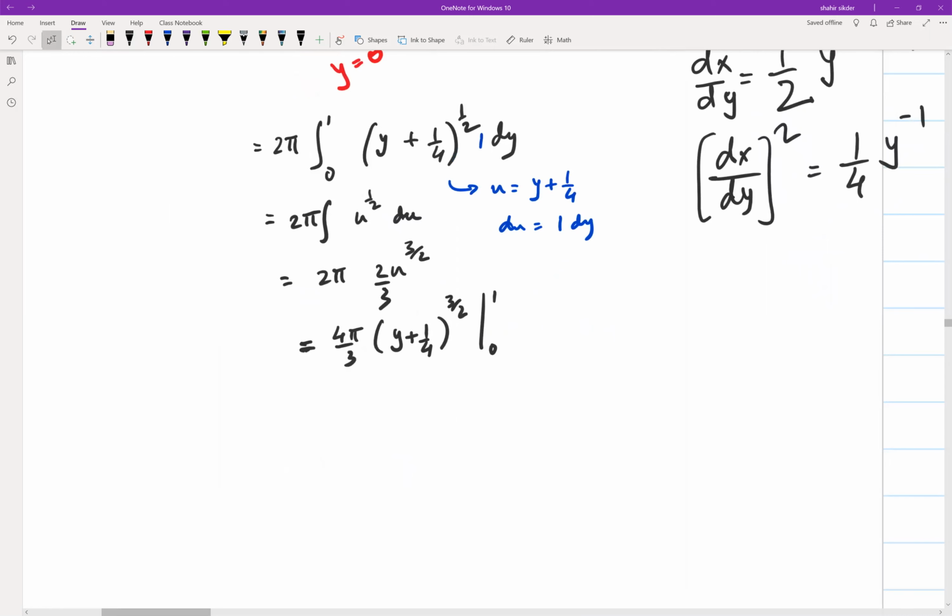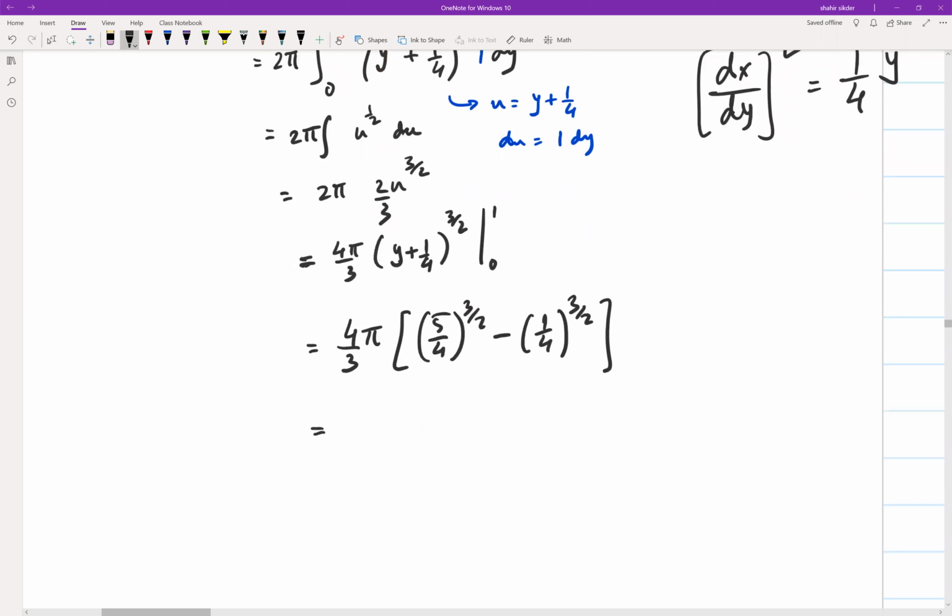Okay, let's plug in. So we would have 4 pi thirds. If I plug in 1, 1 plus 1/4 is 5/4. So I would have 5/4 to the 3/2 minus, if I plug in 0, I would have 0 plus 1/4, which is just 1/4. So I would have 1/4 raised to the 3/2. This is pretty much it, but I'm going to take it one more level so that we get to actually see it on the problem I'm about to do in about 2 minutes.